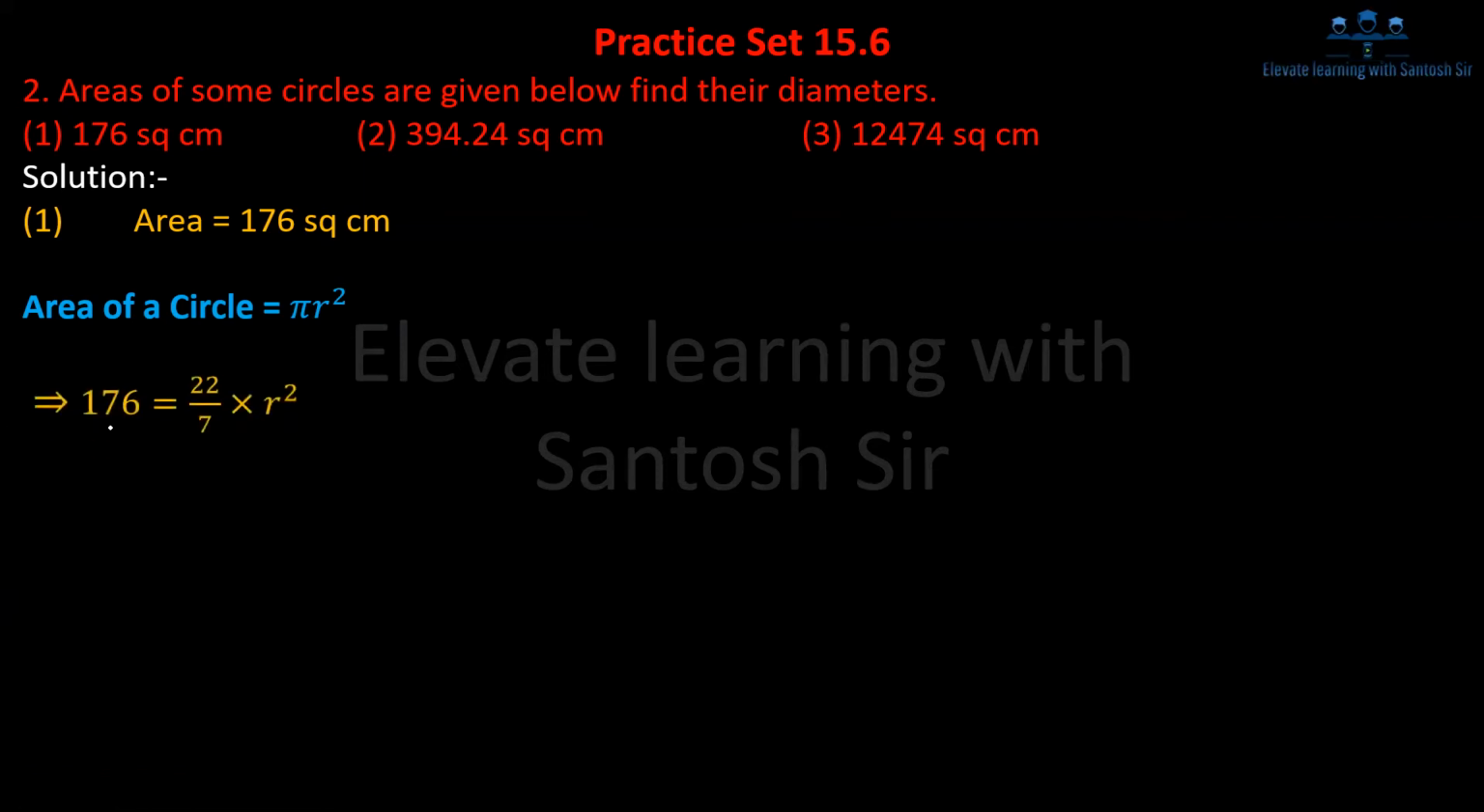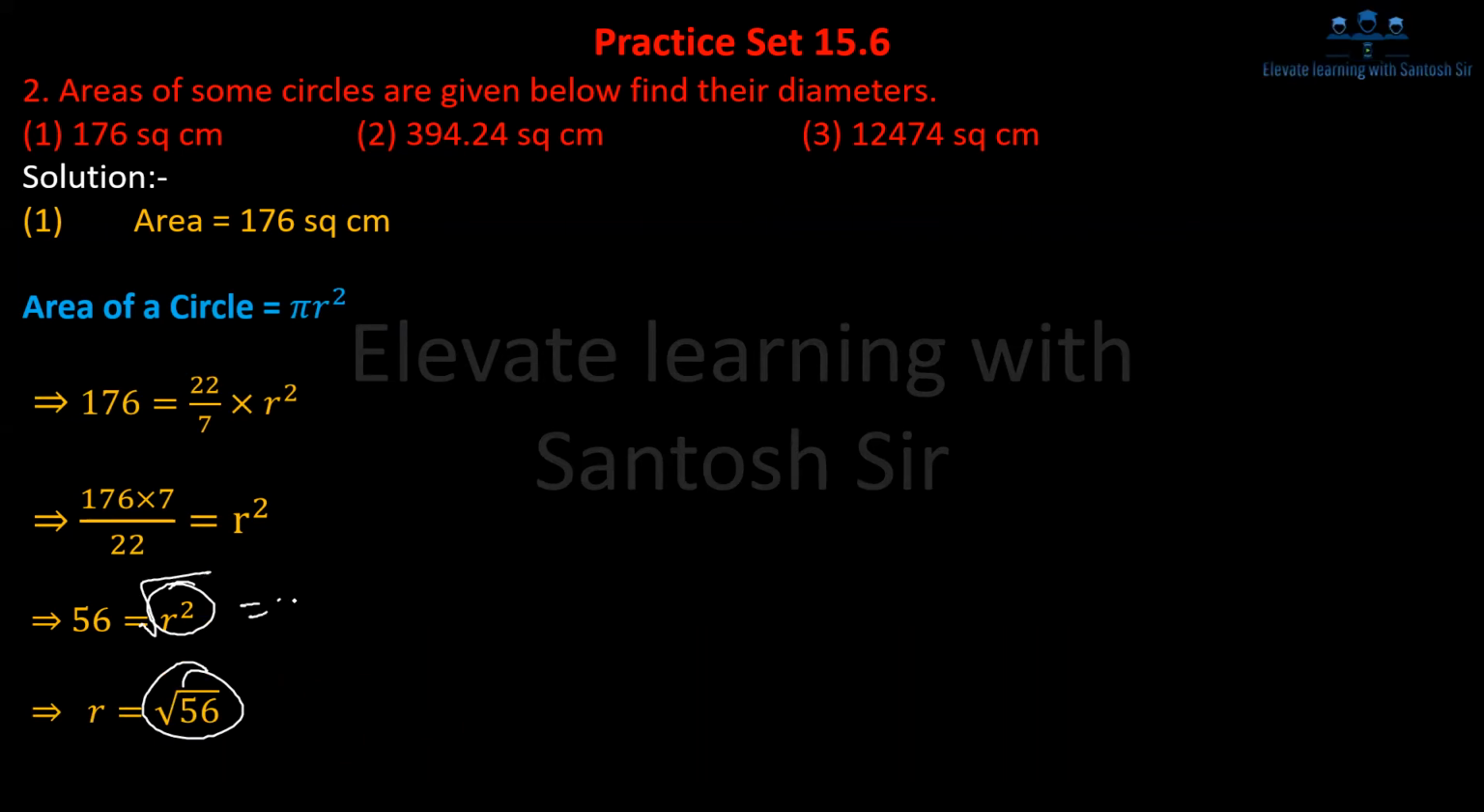Area, which is 176, is equal to 22 upon 7 into r square. On shifting 7 and 22 to the LHS, 22 times 1 and 22 times 8 is 176. So r square becomes 56. But we need to find r. So what we can do over here, we can take square roots on both the sides. On the left hand side we have root 56. On the right side we have r square, and square root of r square will be r.